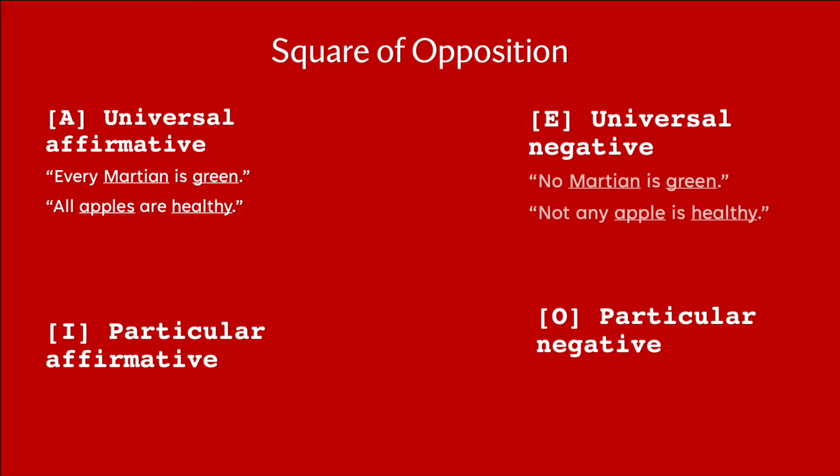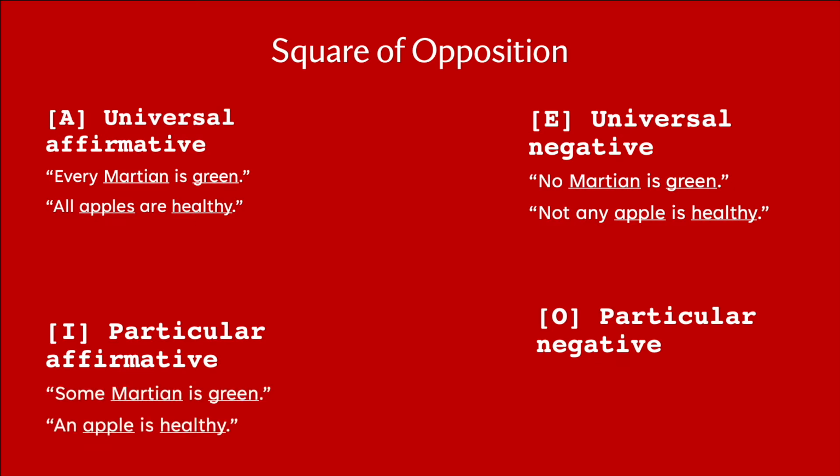Let's look at some universal negative propositions, or E propositions. Here are some examples. No Martian is green, or not any apple is healthy. In both of these cases, we're negating something universally of something else. So we're negating green universally of Martian. We're saying no Martian is green. We're negating healthy of apple. We're saying that not any apple, not one apple is healthy. So we're negating healthy of apple universally.